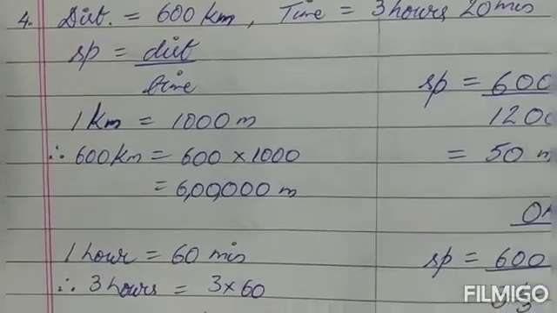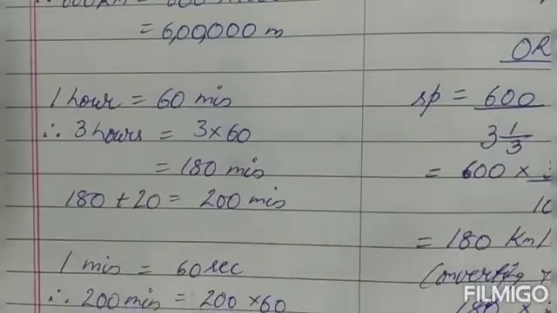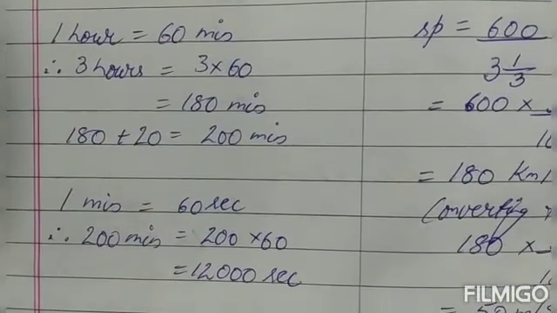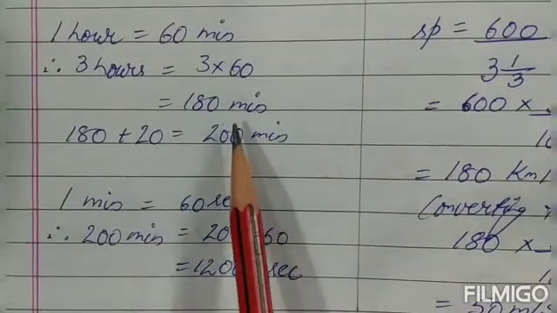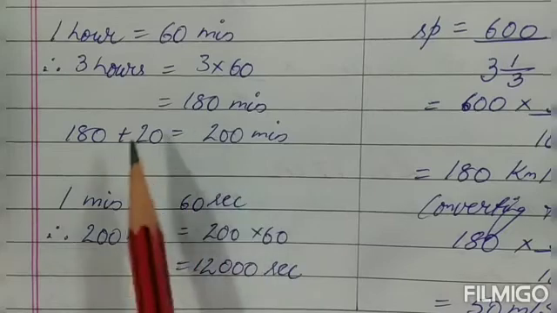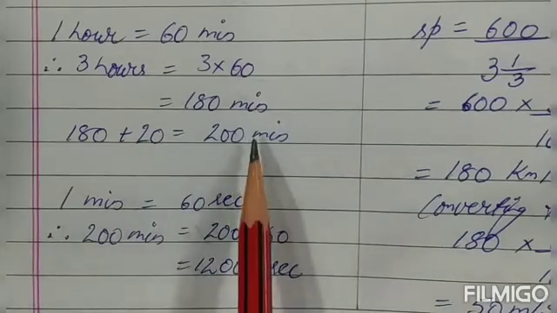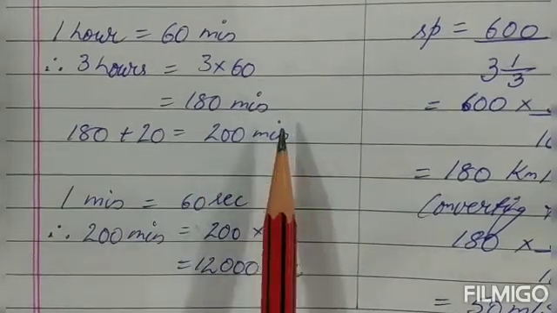1 hour has 60 minutes. Therefore, 3 hours has how much time? 3 into 60. That is 180 minutes. 20 minutes are more in the question. It is 3 hours 20 minutes. So add 20 more. So it makes 200 minutes. Now we have the total time also.